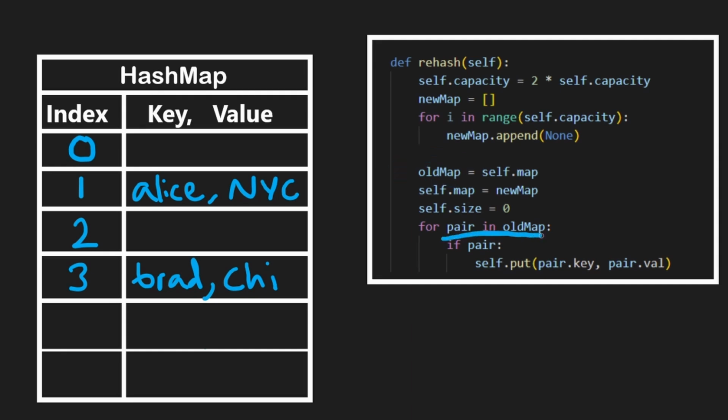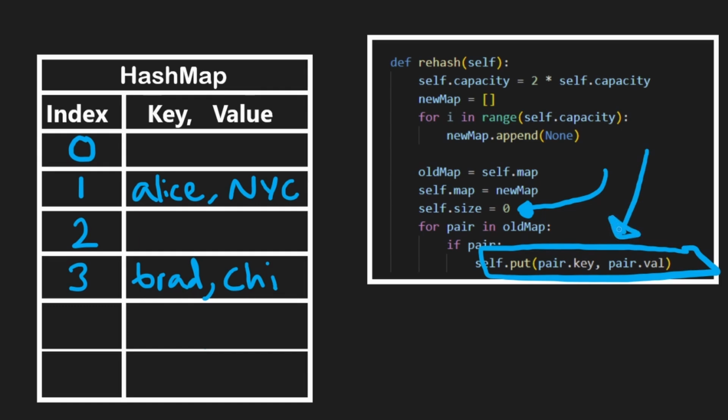So as we iterate through every pair in the old map, if that pair is non-null, we're just going to run the insert function or the put function that we talked about earlier, putting the key of this pair with the value of this pair. The reason we reset the size to be 0 is because we know internally this put function is going to be incrementing the size by 1 each time anyway. So that will give us the correct size. So that's why we reset this to 0 here.